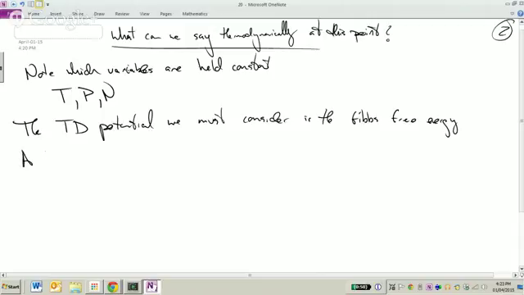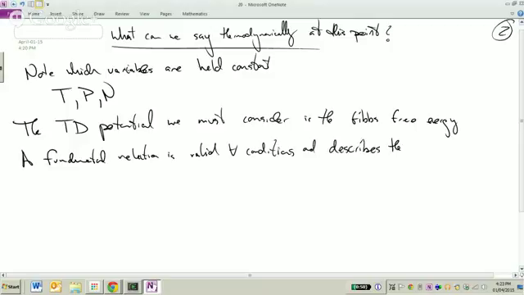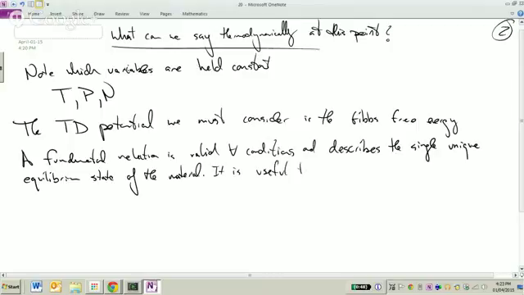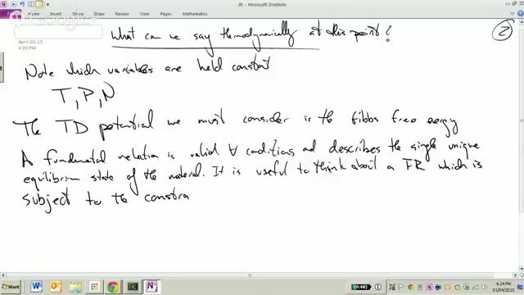You will recall that a fundamental relation is valid for all conditions and describes the single unique equilibrium state of the material. It is useful to think about a fundamental relation which is subject to a constraint of a specific phase. And I'll explain what I mean by that.